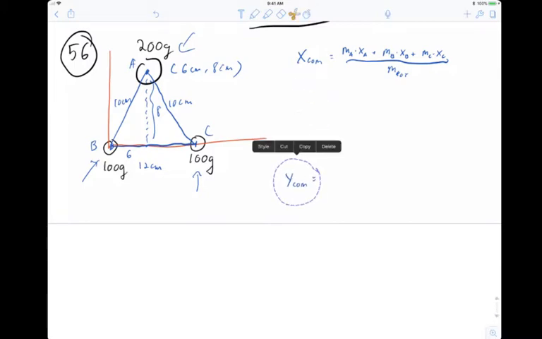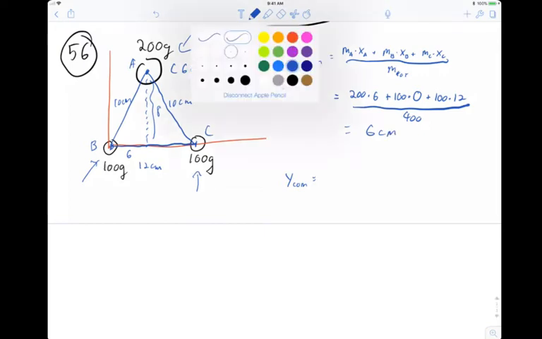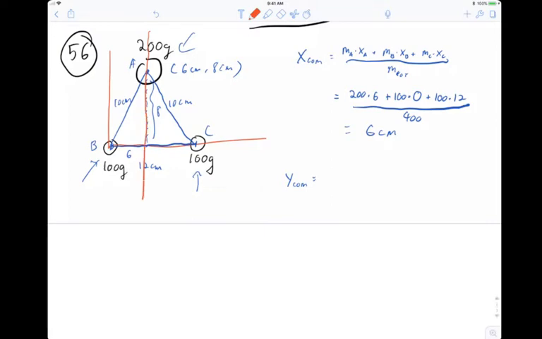So let's do that. It's not so complicated. Mass of A is 200, and its x coordinate is 6. Mass of B is 100, and its x coordinate is 0. The mass of C is 100, and its x coordinate is 12. Divide all that by 400. 200 times 6 plus 100 times 12 divided by 400 is 6 centimeters. Which is pretty much what you'd expect. This is a symmetric system, so the axis is somewhere there.